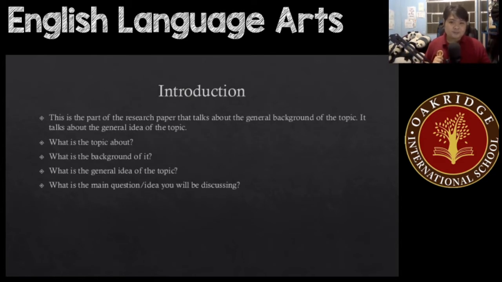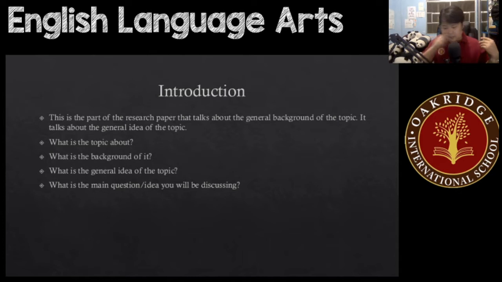Okay, so what do you see in the introduction? We already discussed this before in your previous activity, wherein you guys did an explanation of your chosen topic. You chose a side, right? This time it's slightly different, but not too different. Because here, instead of you sticking to a side, this time, guys, you are actually just discussing one thing. So in your introduction, this is the general background of the topic. It talks about the general idea of the topic.